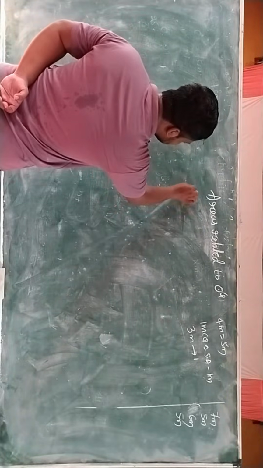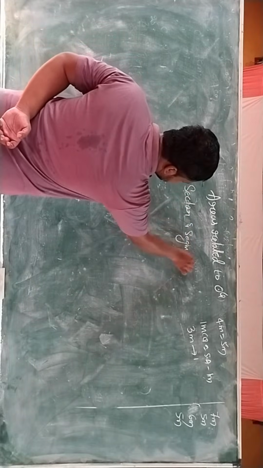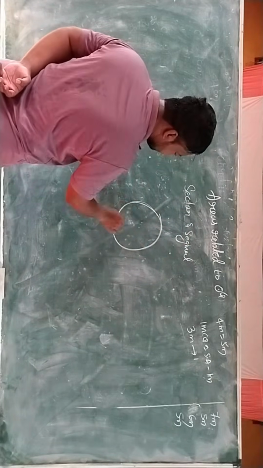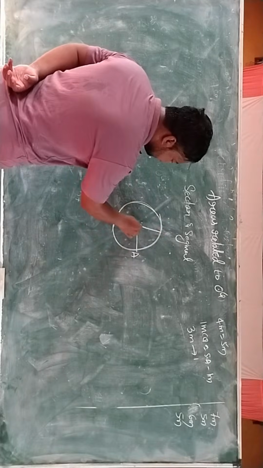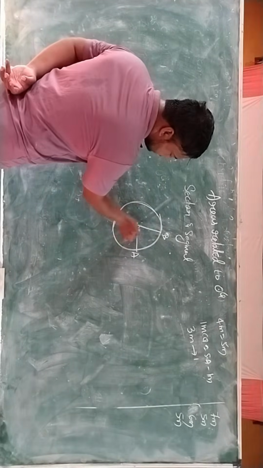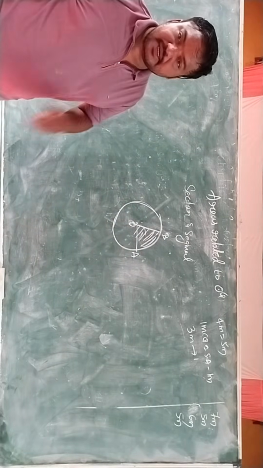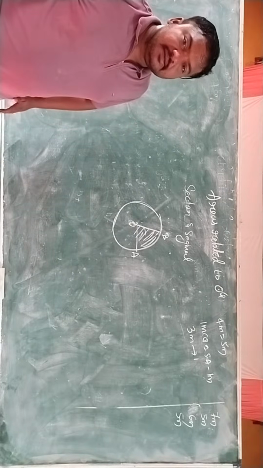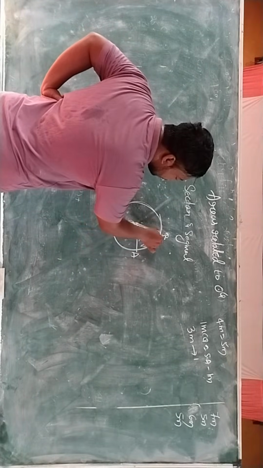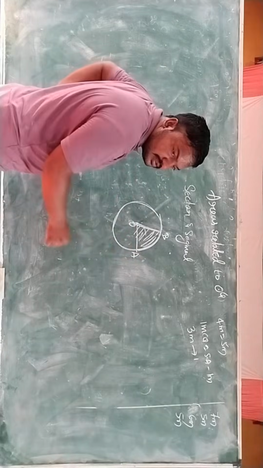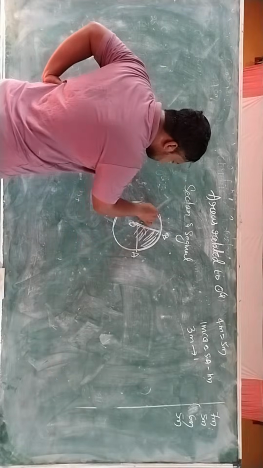Here, the important concept is sector and segment. What is sector? This is one circle here, and this is the center of the circle. OA is radius, OB is also radius, and this shaded region is called sector. What is sector? A region bounded by 2 radii and the corresponding arc is called sector.